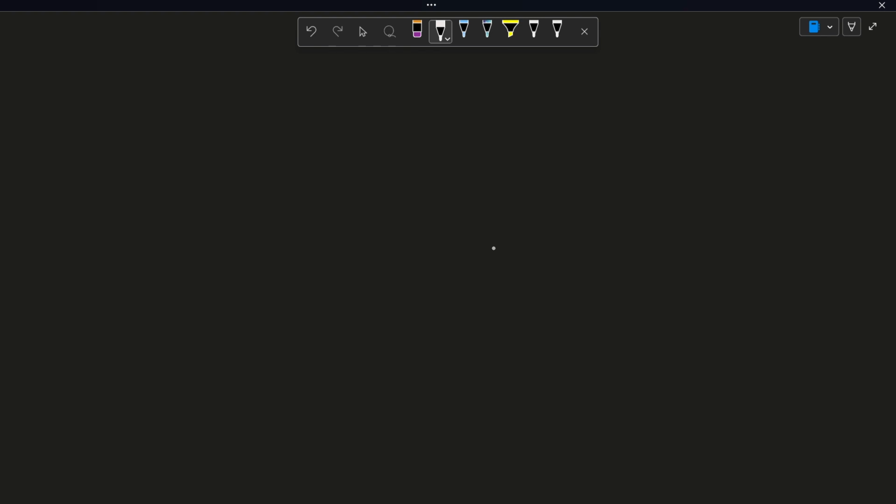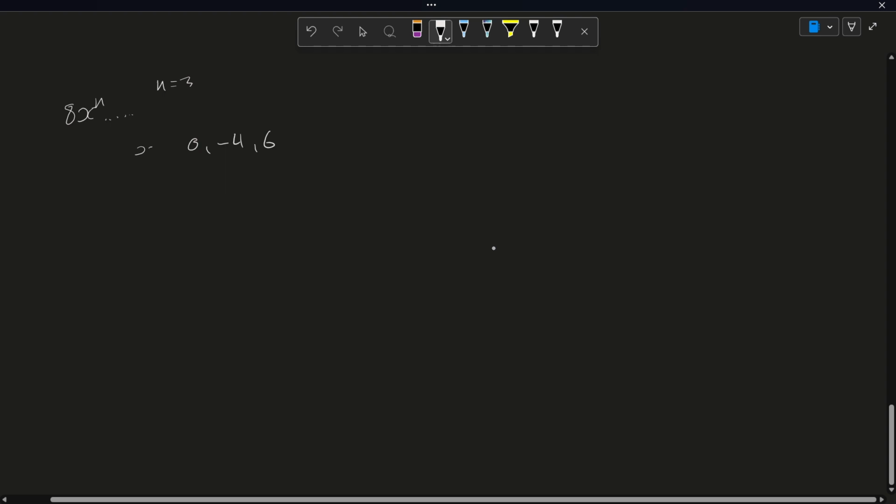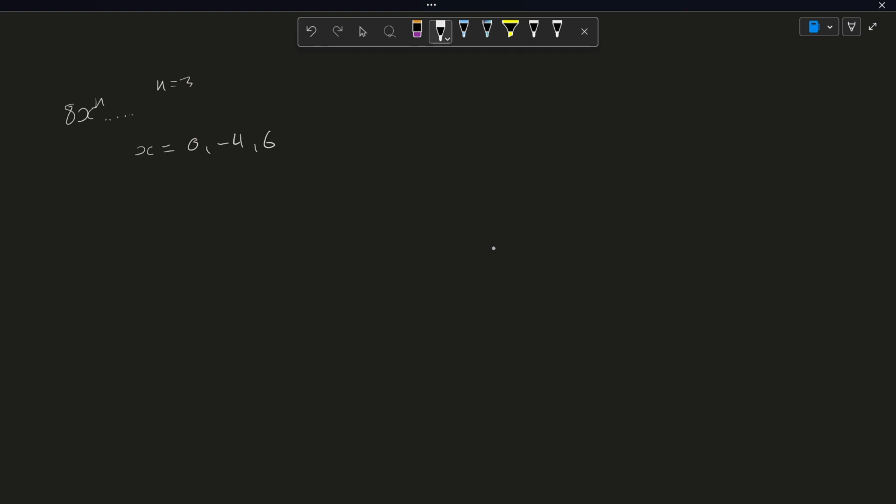The question states that we have a cubic polynomial, with x cubed having a coefficient of 8, and then there's other stuff here. Then it says that the roots are 0, -4, 6. We just need to find the original equation or expression. Either phrasing works.